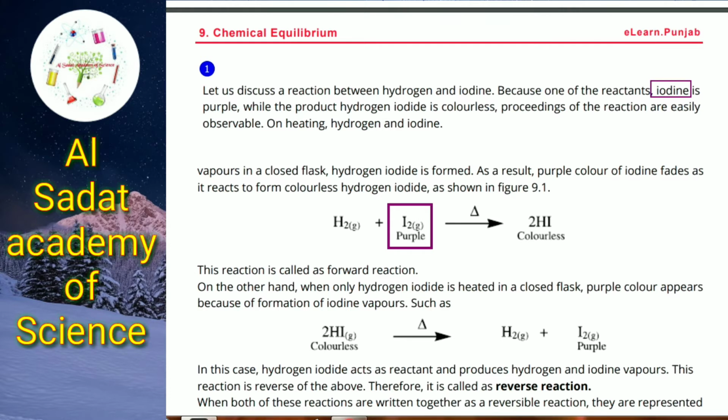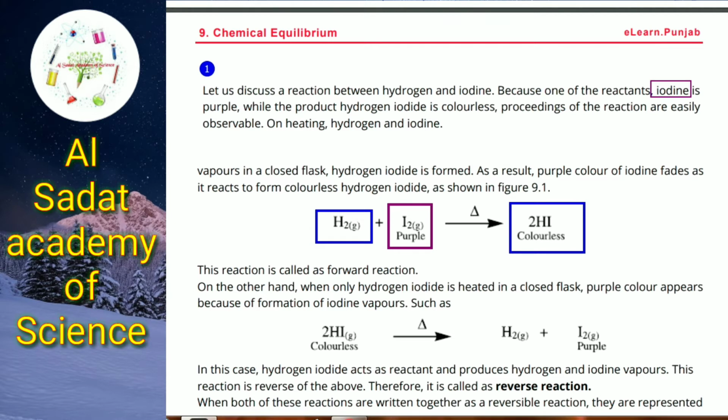This reaction can be considered a reversible reaction, because hydrogen and iodine combine to form hydrogen iodide, and at the same time hydrogen iodide decomposes to form the reactants, hydrogen and iodine. It can be started from the reactants or from the products, and we will reach the equilibrium position. Iodine is purple, while the products hydrogen iodide and hydrogen are colorless.